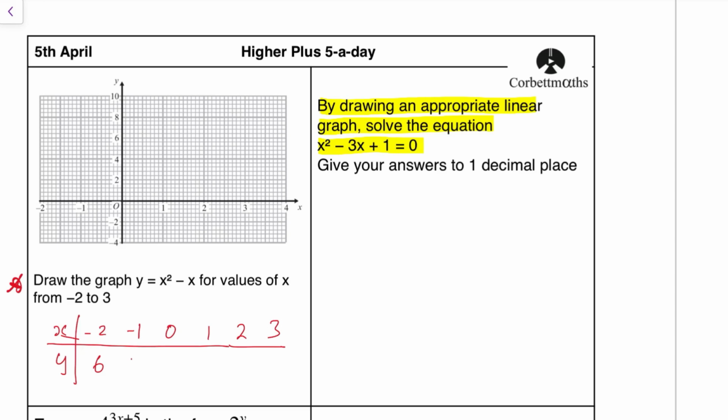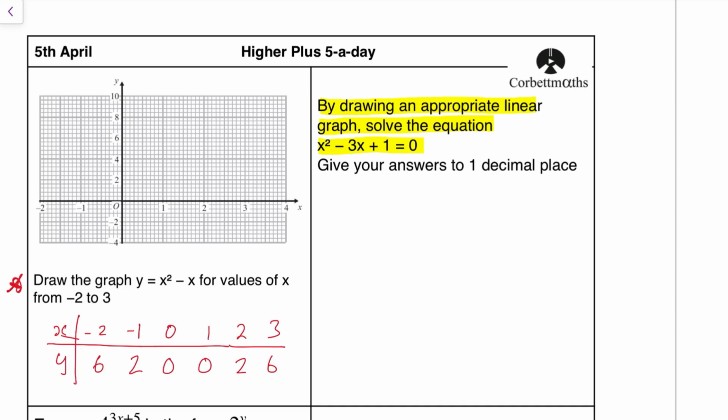So 2, 2, 0, 1 minus 1 is 0, sorry, and 3 squared minus 3 is going to be 6. Yeah, I'm happy. And actually what's notable, just on the side, it's a quadratic, so I can see I've got symmetry here, and it's around the middle. So I'm happy I've done the right thing there. If it didn't look like a quadratic, I'd know I'd made an error.